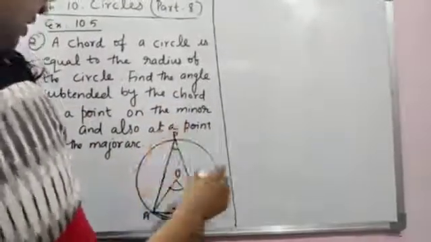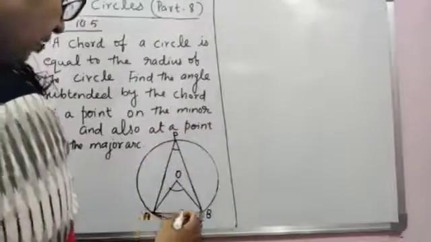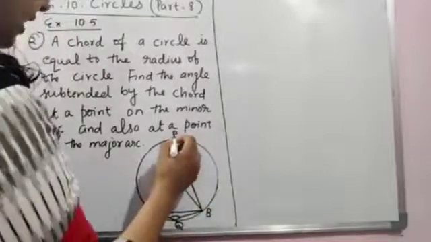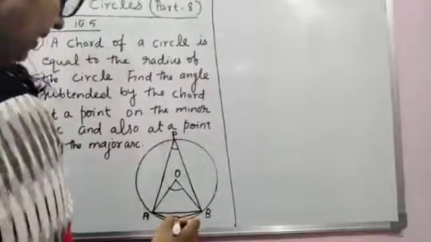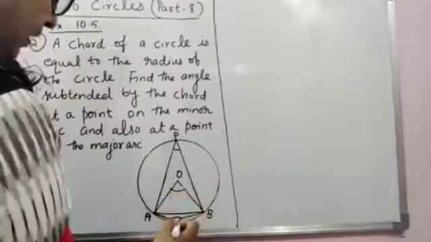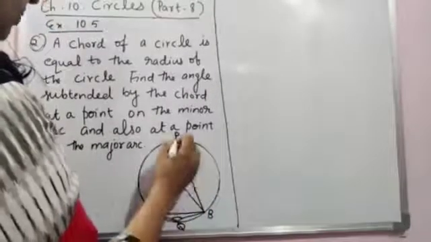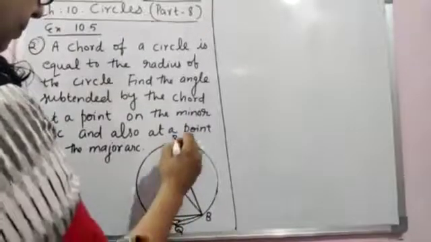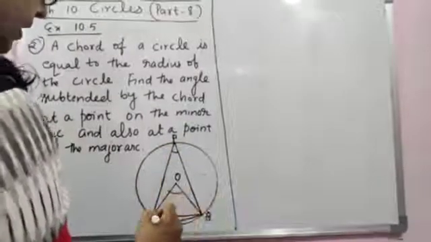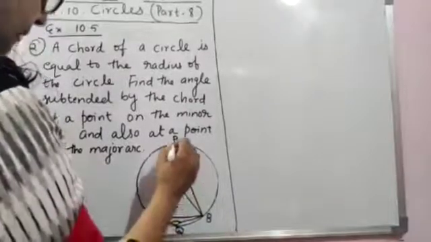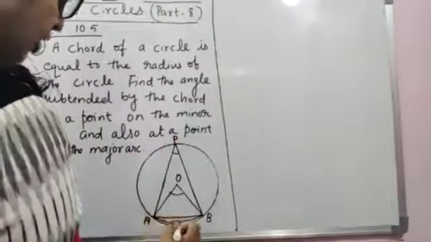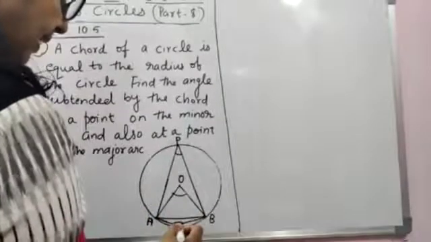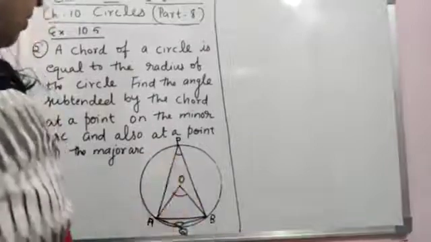So first you have to draw a circle with center O and draw a chord AB, and you have to take 2 points on the minor arc and the major arc. On the minor arc I have taken the point Q and on the major arc I have taken the point P. So angle APB is the angle subtended by this chord on the major arc, and angle AQB is the angle subtended by this chord on the minor arc. These two angles you have to find out.